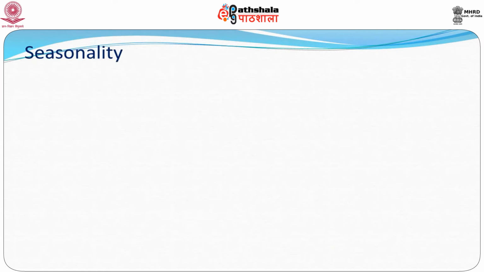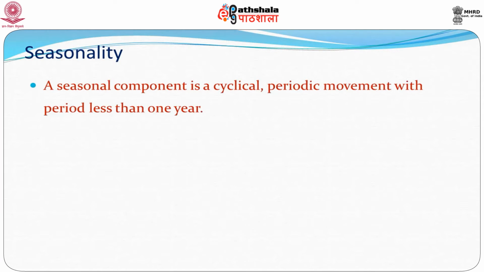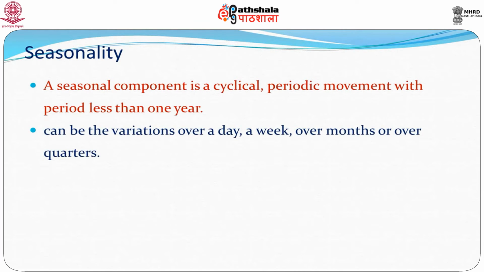Now, once we have the detrended series, we can look at the seasonal component. This is a cyclical periodic movement with period less than 1 year. So, if you have quarterly data, you can have a quarterly seasonality. If you have monthly data, you can have monthly seasonality. If you have daily data, it may be a weekly seasonality. So, seasonality can be of different periods. So, it may be weekly, it may be monthly, it may be daily, it may be hourly even.